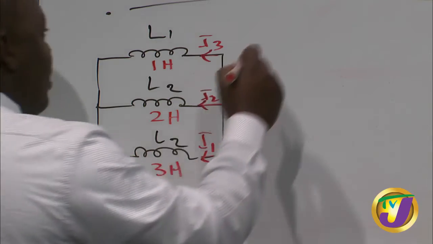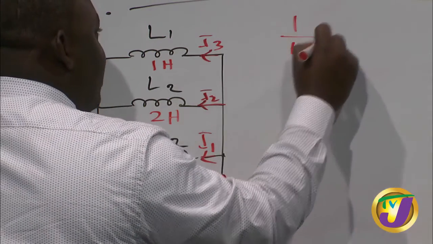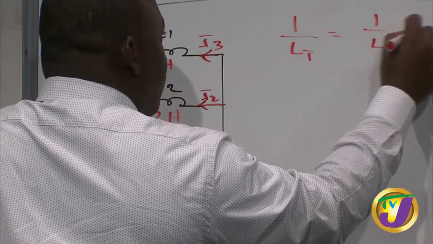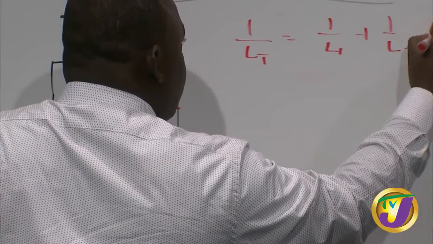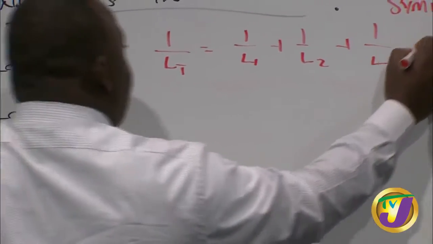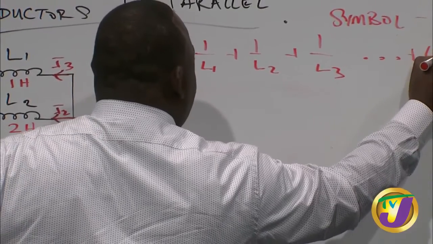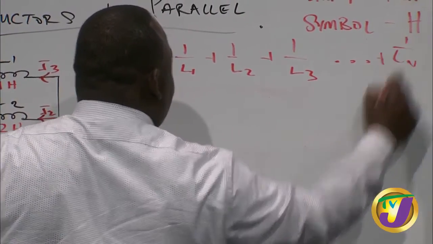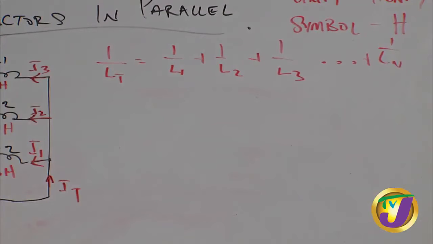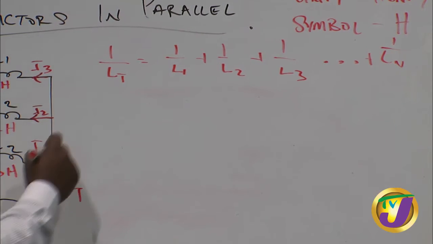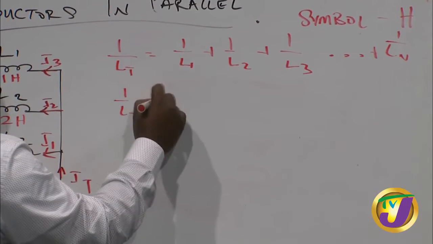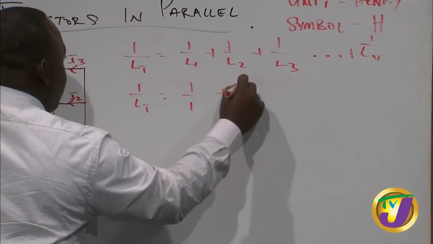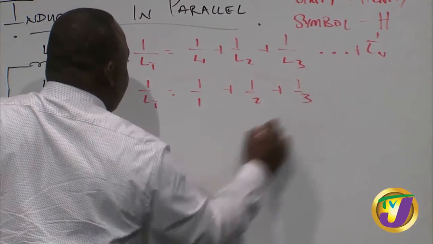Now the formula, if you look at 1 over LT, which is equal to 1 over L1 plus 1 over L2 plus 1 over L3, and this could carry on to any number of L, 1 over Ln. Now we're going to be inserting our values in our formula. So 1 over LT would equal to 1 over 1 plus 1 over 2 plus 1 over 3.